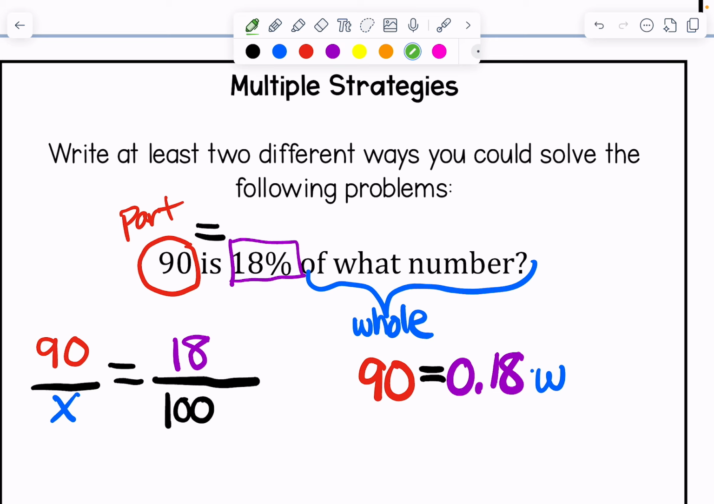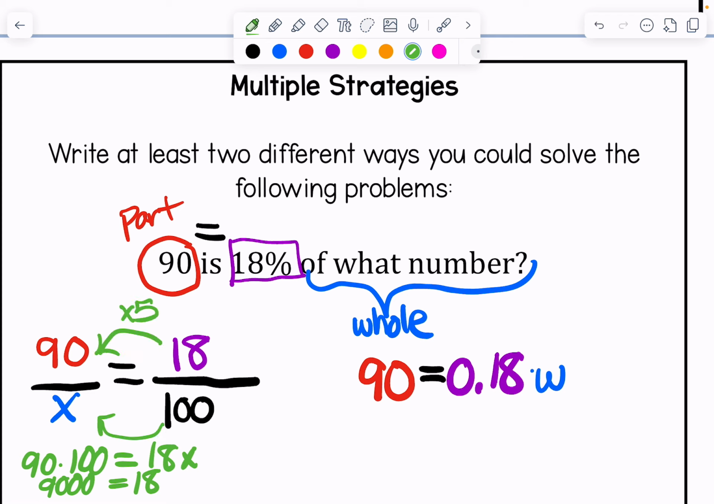So a couple of things on my proportion, we could use our cross products. So you could say 90 times 100 has to equal 18x. And then you would have 9,000 and divide that by 18 to get your answer. I also see that 18 times 5 is going to be 90, so I could take 100 times 5 and solve it that way. And then if I look at this equation, 90 is equal to 18 hundredths times W.